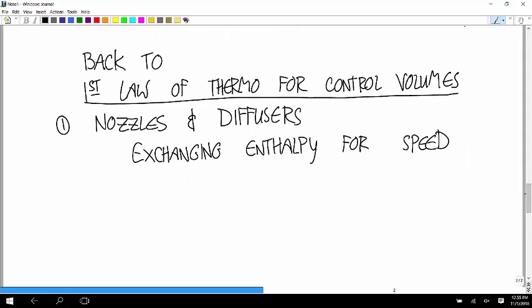And the most simplified form of the first law for control volumes for nozzles and diffusers says specific h at the inlet minus specific h at the exit is equal to 1/2 times the quantity V exit squared minus V inlet squared.